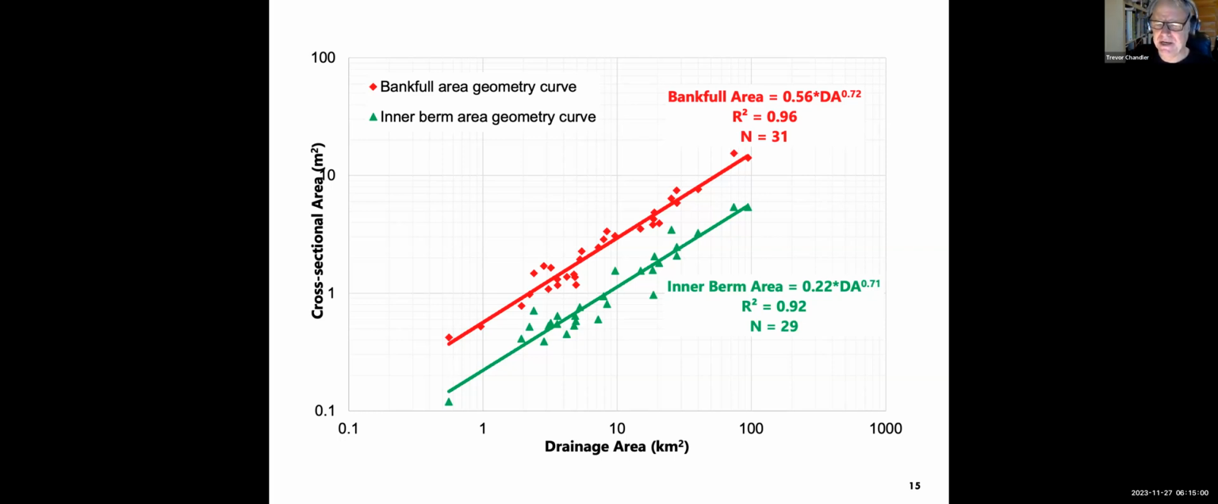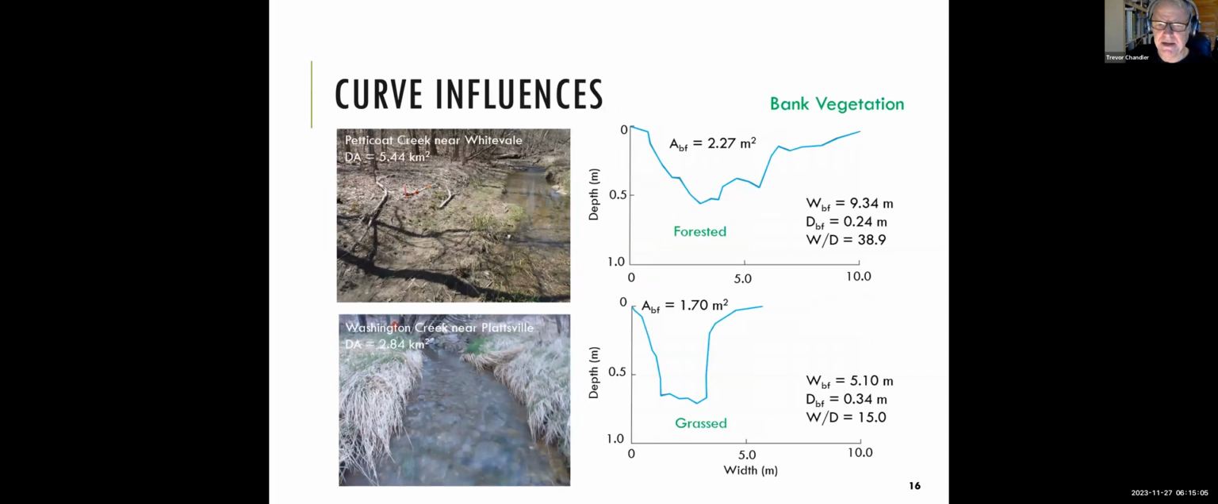So those are the area curves, bankful cross-sectional area and inner berm area. And then some of the curve influences, I mentioned bank vegetation. So here's an example on the top here. This is Petticoat Creek, in a wooded area. See lots of trees there. And in wooded areas, the bankful width tends to be a lot higher and the mean bankful depth lower. So width to depth ratios are higher in areas that are wooded. And then when you get out into a grass watercourse, you have narrower and deeper channels.